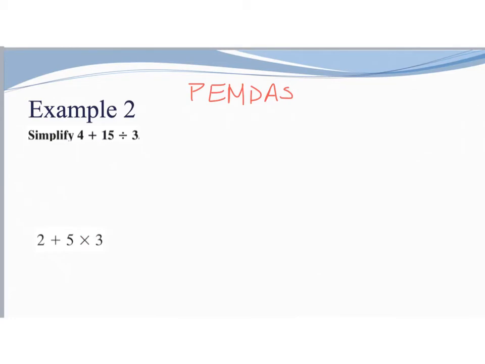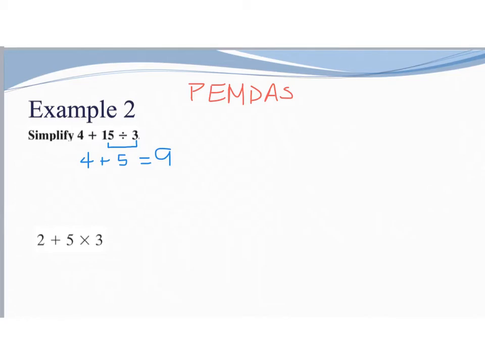For example 2, we're going to simplify 4 plus 15 divided by 3. Again, we're going to look at our order of operations. I can see that I have a division to do first. So 15 divided by 3 is 5. Then I can go ahead and do my addition. So I end up with 4 plus 5, which is 9.